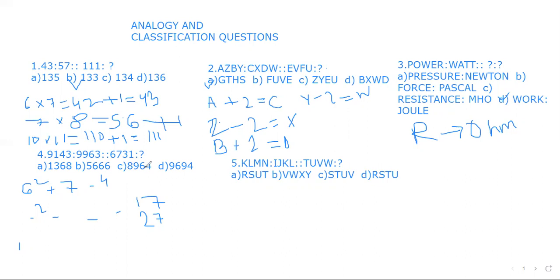Let me check here. 6 plus 4, 10. 10 plus 9 is 19. 19 plus 8 is 27. Correct. So this is the right option. Let me check this also. 6 plus 4 is 10. 10 plus 18 is 28. So this cannot be the right option. The sum of the second term should give you 27, so this gives us 27.